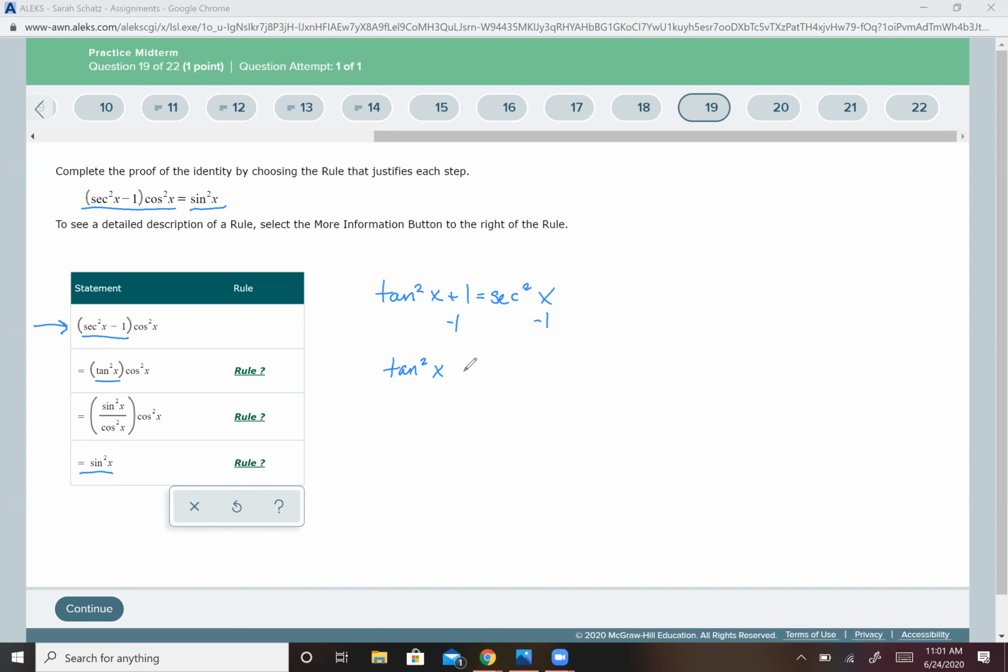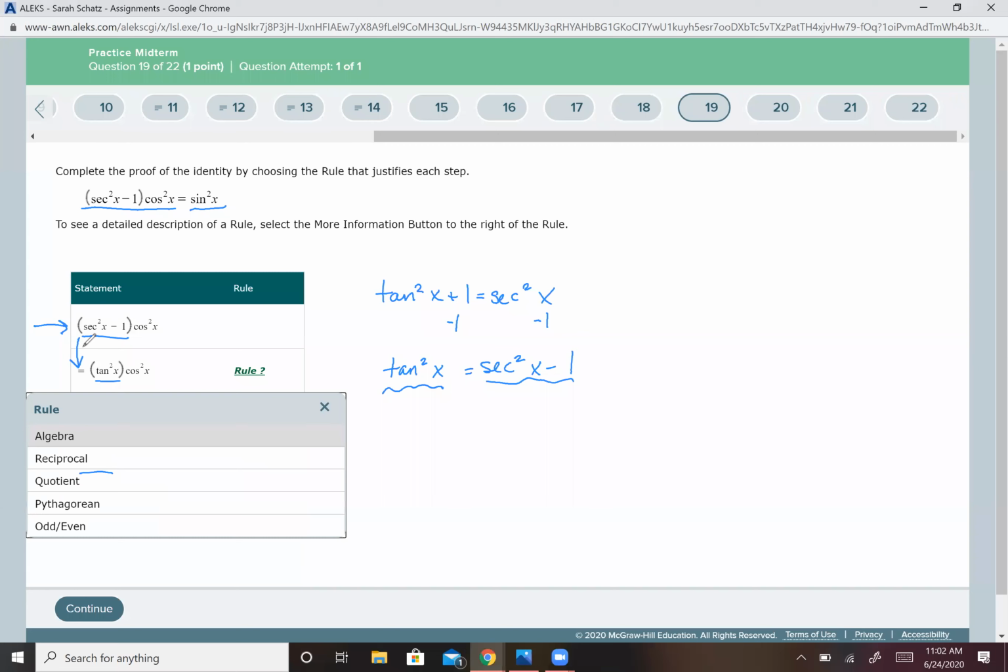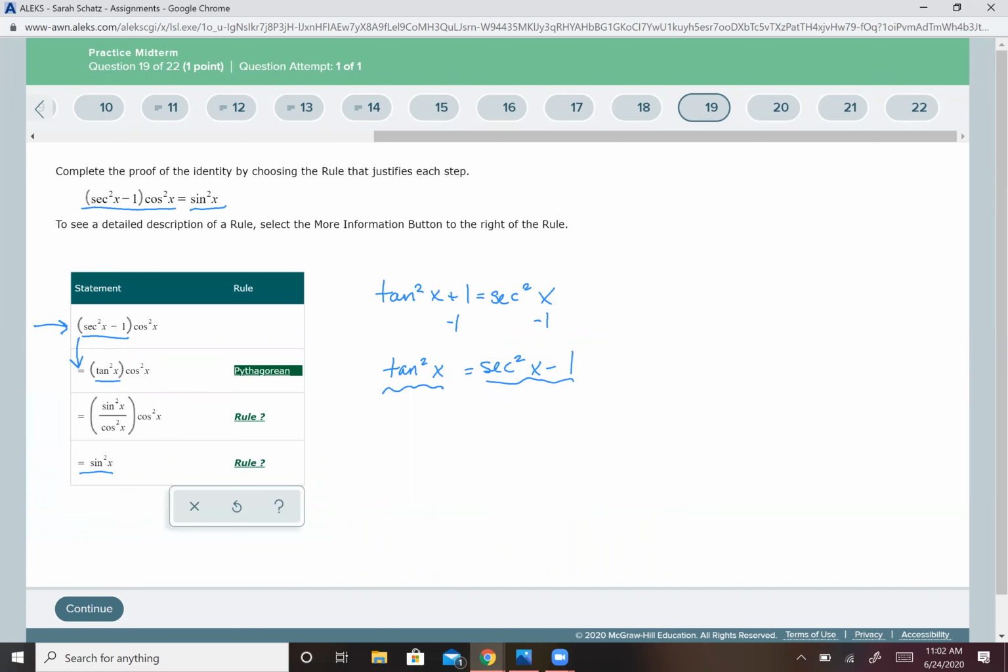You can always work an identity to make it look like you need it to look, as long as you follow the rules of equations. So what I just did was I played with the Pythagorean identity. Secant squared minus 1 does equal tangent squared. So that's how they got from here to here. How did they do it? They did what I just did. They used the Pythagorean identity. So I put that there.